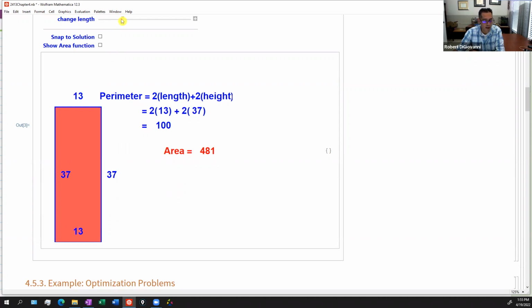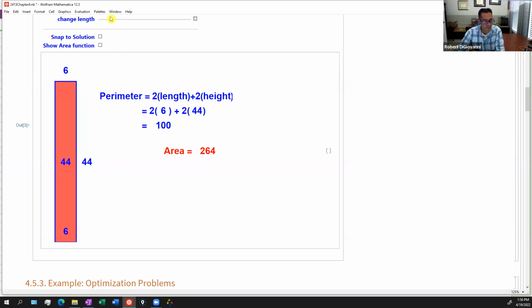If I go the other way, make it smaller, maybe I make it 5 by 45. So 5, 45, 5, 45, all the way around, that's 100. But look at my area now, 225. I've almost cut the area in half, haven't I? By doing it that way.